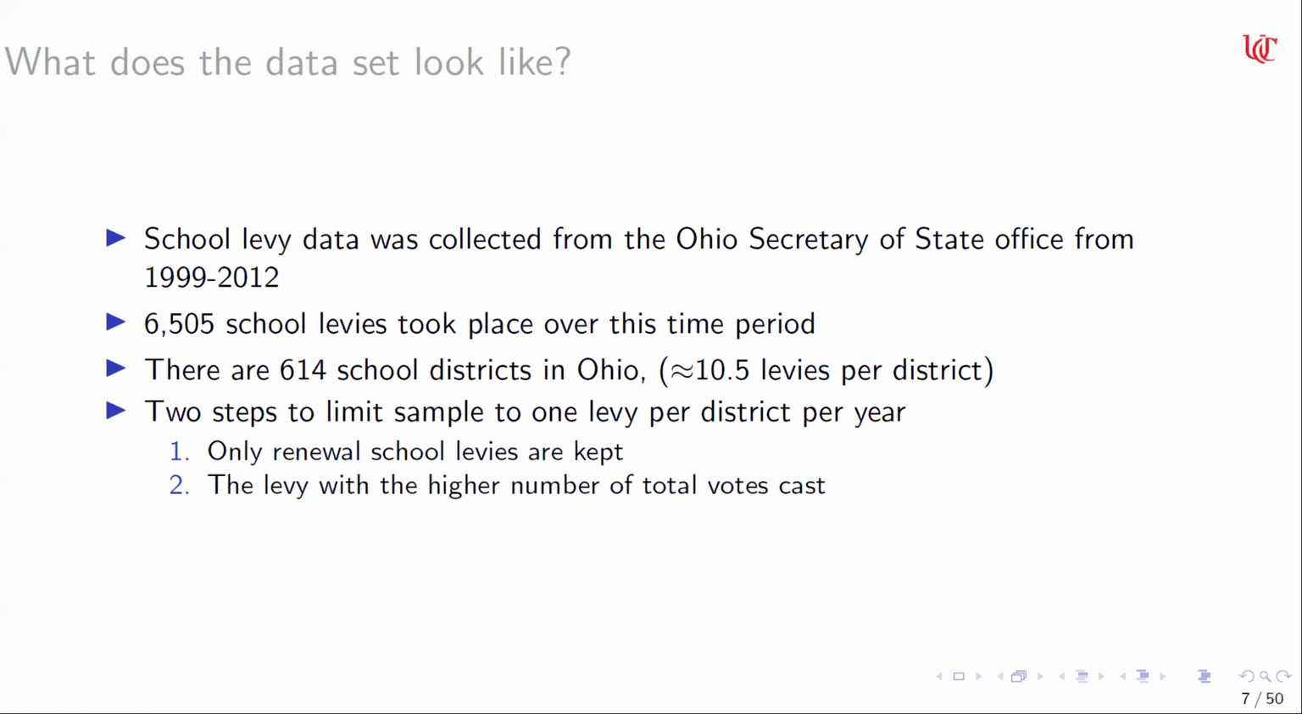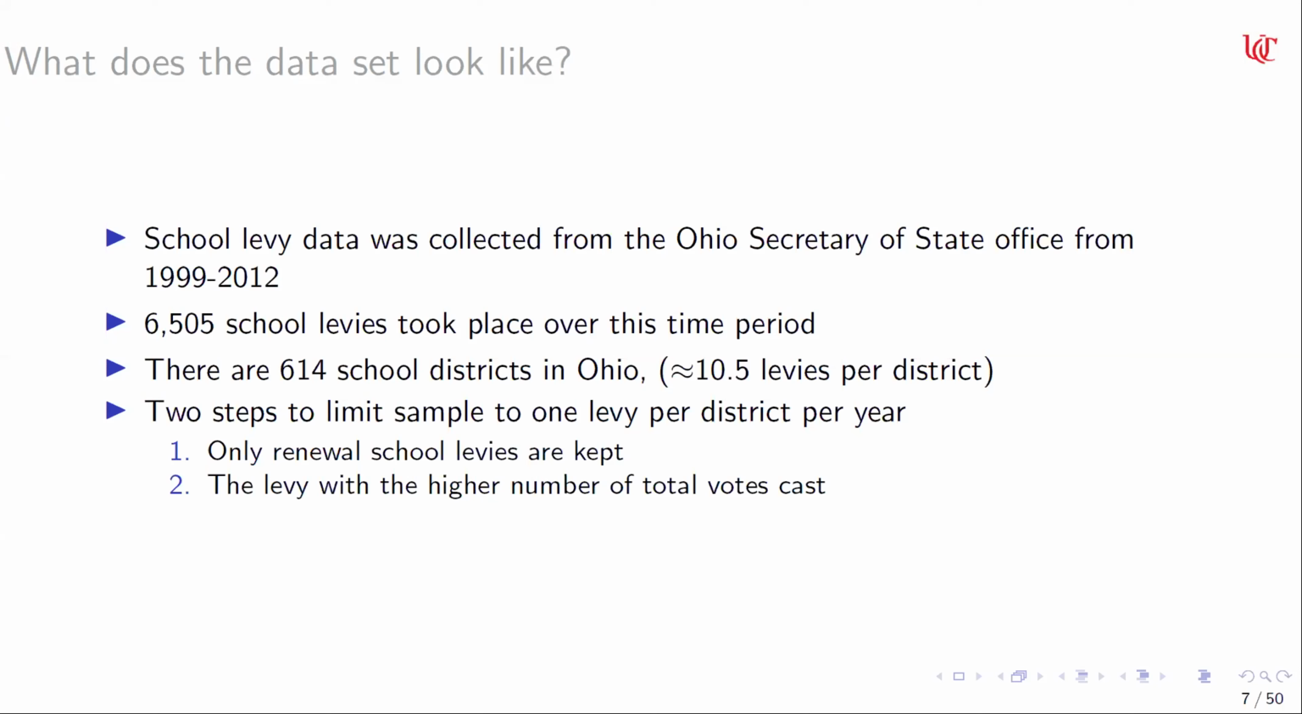So now we'll get in a little bit to what the data set looks like. I've got school levy data from 1999 through 2012. And in this time period, there are about 6,500 levies, and there are 614 school districts. So I have a little bit over 10 levies per district. And in order to limit the sample down to 1 levy per year per district, I'm only going to keep renewal levies first, and then I'll keep the levy with the higher number of total votes cast.